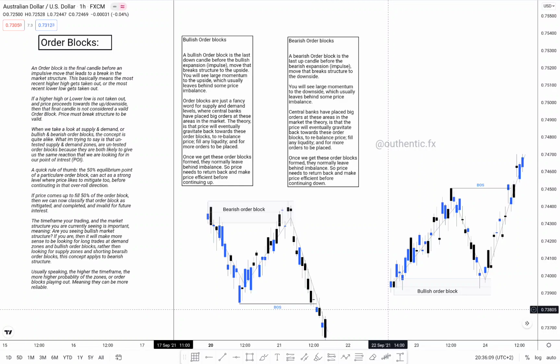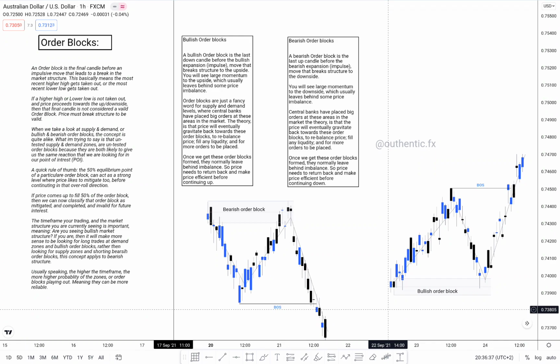Okay, cool. When we take a look at supply and demand or bullish and bearish order blocks, the concept is actually quite alike, guys. What I'm trying to say is that the untested supply and demand zones that we look for, which I explained in the supply and demand zone video, are untested order blocks. It's basically refined. So these order blocks are more detailed, or it's a more detailed rule-based strategy, right? And from there, they are most likely to have the same reaction within our point of interest.